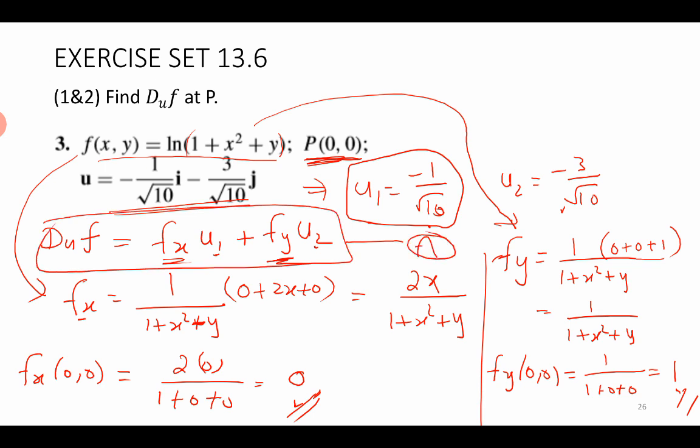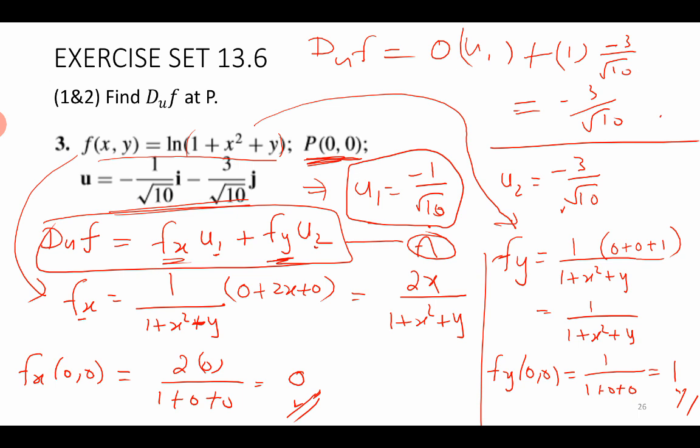You got it? Let's write the answer here. D_u f: f_x is 0, so the first term, whatever u1 is, is 0. The second term is 1 times f_y, which is 1, and u2 is negative 3 over root 10. So the answer is negative 3 over root 10. This is the answer of this problem.